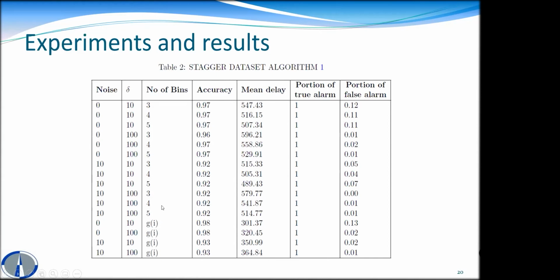Here, when we set the number of bins to grow, the variable number of bins as observations arrive, we have a small increase in accuracy for both noisy and noiseless data. Here we injected 10% noise into our data, and here is without noise. Again, with noise and without noise, we have a small increase in accuracy and also a drop in the mean delay. But unfortunately, we have a small increase in false alarms. But still, when we set delta equal to 100, the algorithm is still practical.